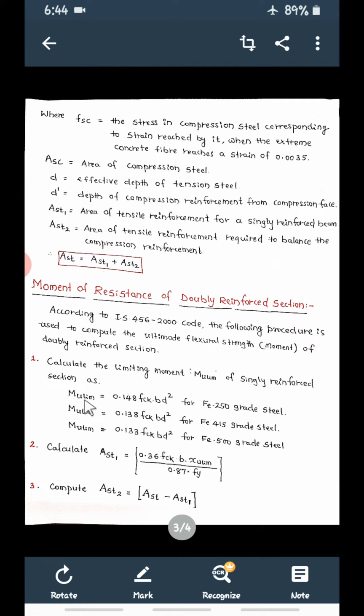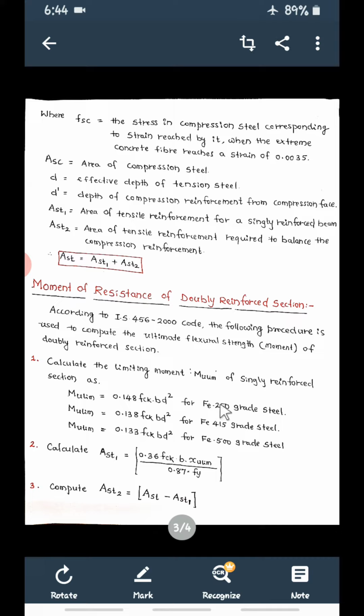So how to calculate MU limit? There are 3 options, depending upon the grade of steel. If it is Fe250, MU limit or MU1 is equal to 0.148 FCK BD square. If it is Fe415, it is 0.138 FCK BD square. Then if it is Fe500 grade steel, MU limit is equal to 0.133 FCK BD square.